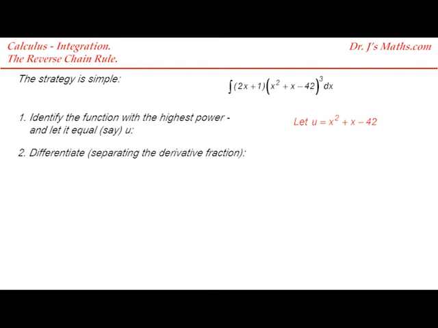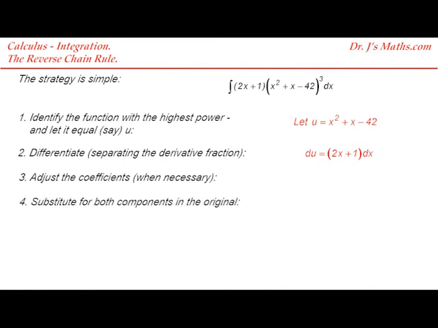Now we differentiate. Instead of writing du dx, we're going to separate it so that the u's are on one side and the x's on the other. So we're going to write du is equal to the derivative, which is 2x plus 1, times the dx. Sometimes in step 3 we have to adjust the coefficients on the equation that we have just created, but we don't in this case, so I'm just going to move straight on into step 4.